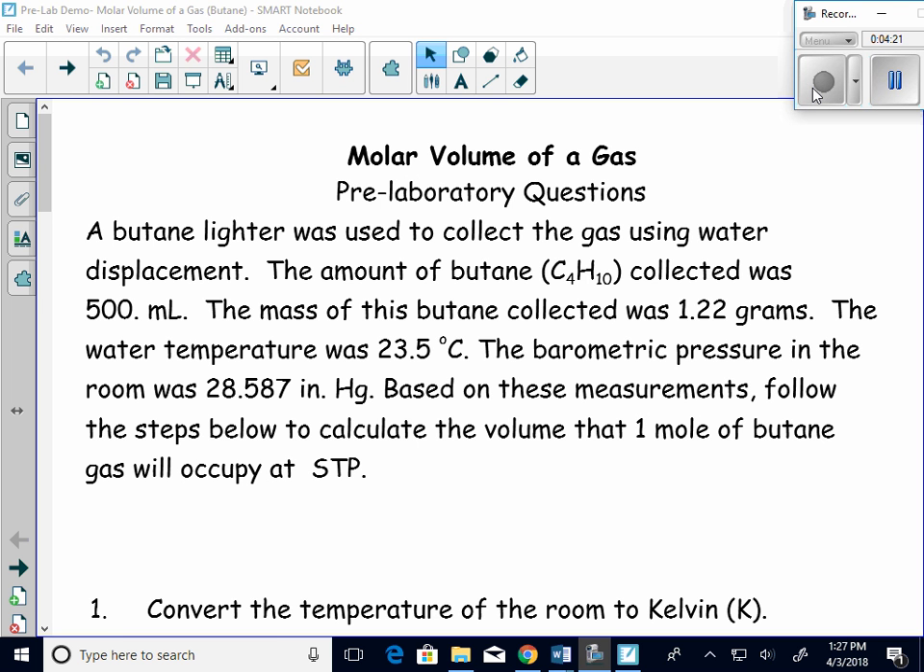The barometric pressure in the room was 28.587 inches of mercury. Now, it says inches of mercury, doesn't it? What was my chart we just discussed? Millimeters. So we're going to have to do some conversions there. When you do this lab tomorrow, you are going to have to find the barometric pressure. Let me show you how I do that.